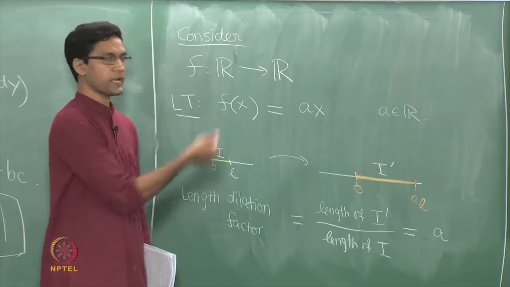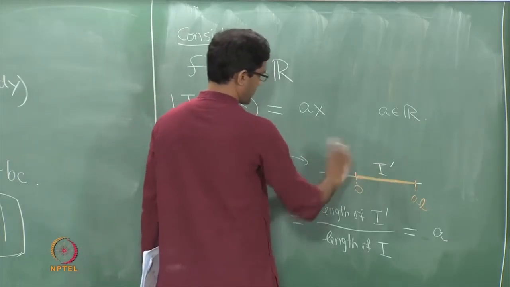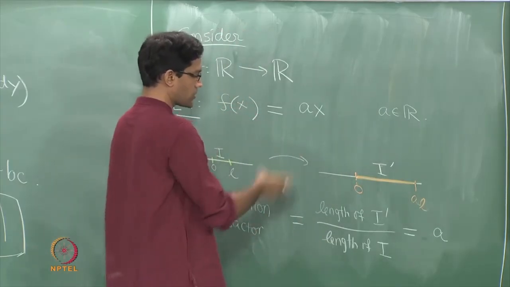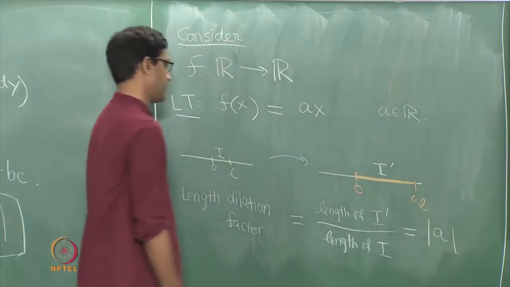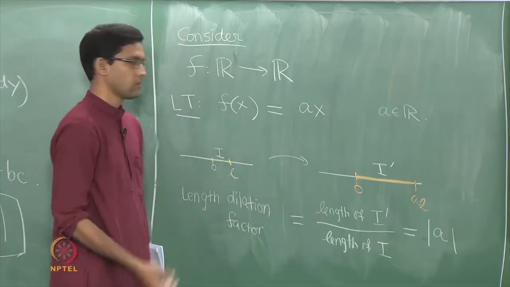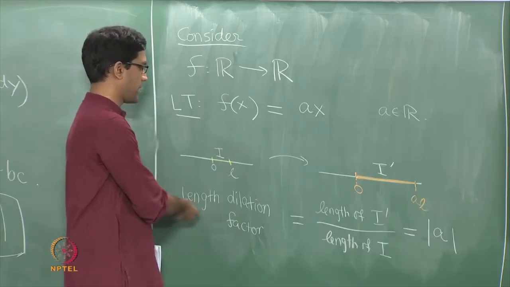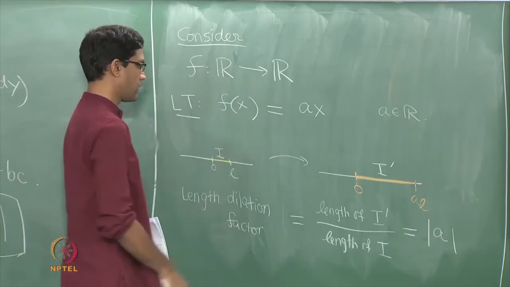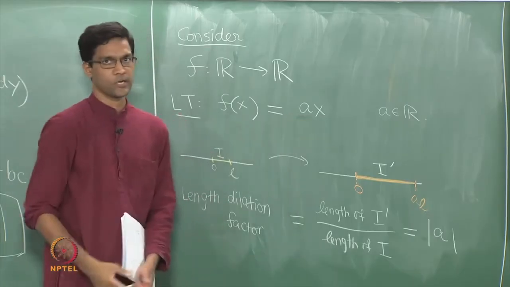If A turned out to be a negative number, then what you would get would really be the same interval but in the opposite direction. Okay. So the length in that case should really be the modulus of AL. Since both top and bottom are positive numbers, what I should get out as an answer is a positive number. So here's the general answer. The length dilation factor for maps from R1 to R1 is just the absolute value of A, the absolute value of the constant in front.